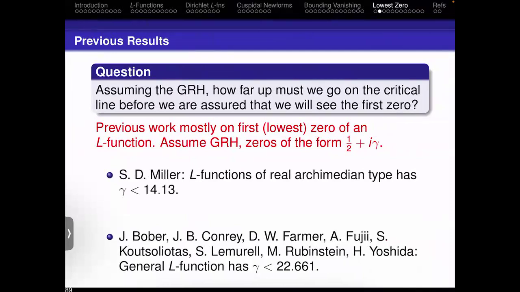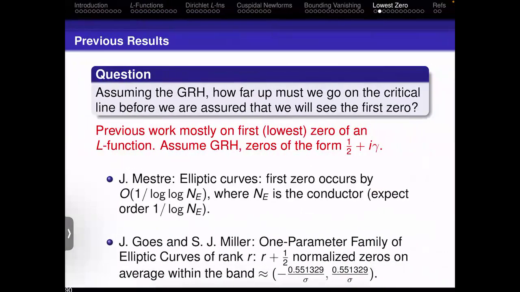And so a result I wish I had, but at least it was kept in the Miller family of Sarnak students, Stephen David Miller, showed that for certain types of L-functions, the first zero is going to be at most 14.13. For more general L-functions, it was shown it's at most 22.661. But again, as the conductor gets larger, you're going to be much, much smaller than this. And so the question is, how far do you have to go? Mestre showed for elliptic curves, the first zero is at most on the order of 1/log conductor. Again, very far from what we hope.